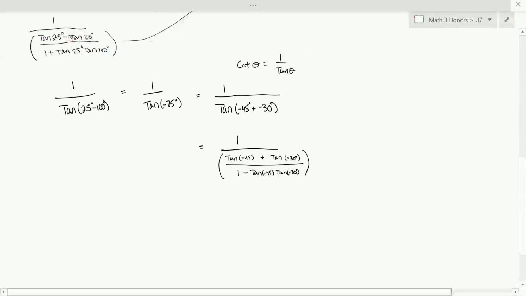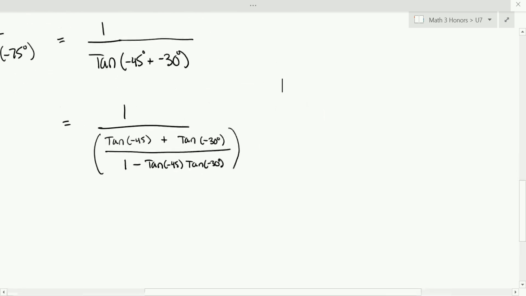So at this point, we're done with the formula. We're now using the unit circle to find out what is the tangent of negative 45 and what is the tangent of negative 30. I'm going to make the assumption that you know how to do this right now. And if you don't, pull me aside and we'll go over how to do this. But what did you get for the tangent of negative 45? Negative 1. And the tangent of negative 30, negative root 3 over 3. Okay, that's what you want to get for those.